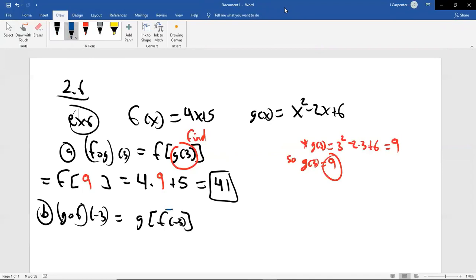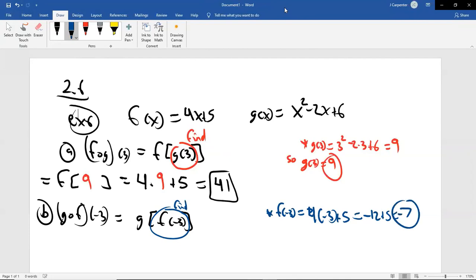So we're going to find out what f of negative 3 is first. We got to find that. I'm not switching color for any poetic reason. I'm just switching it for visual sake. So we got to find that, set to the side. Our f of negative 3 is 4 times negative 3 plus 5, which is negative 12, plus 5, which is negative 7.